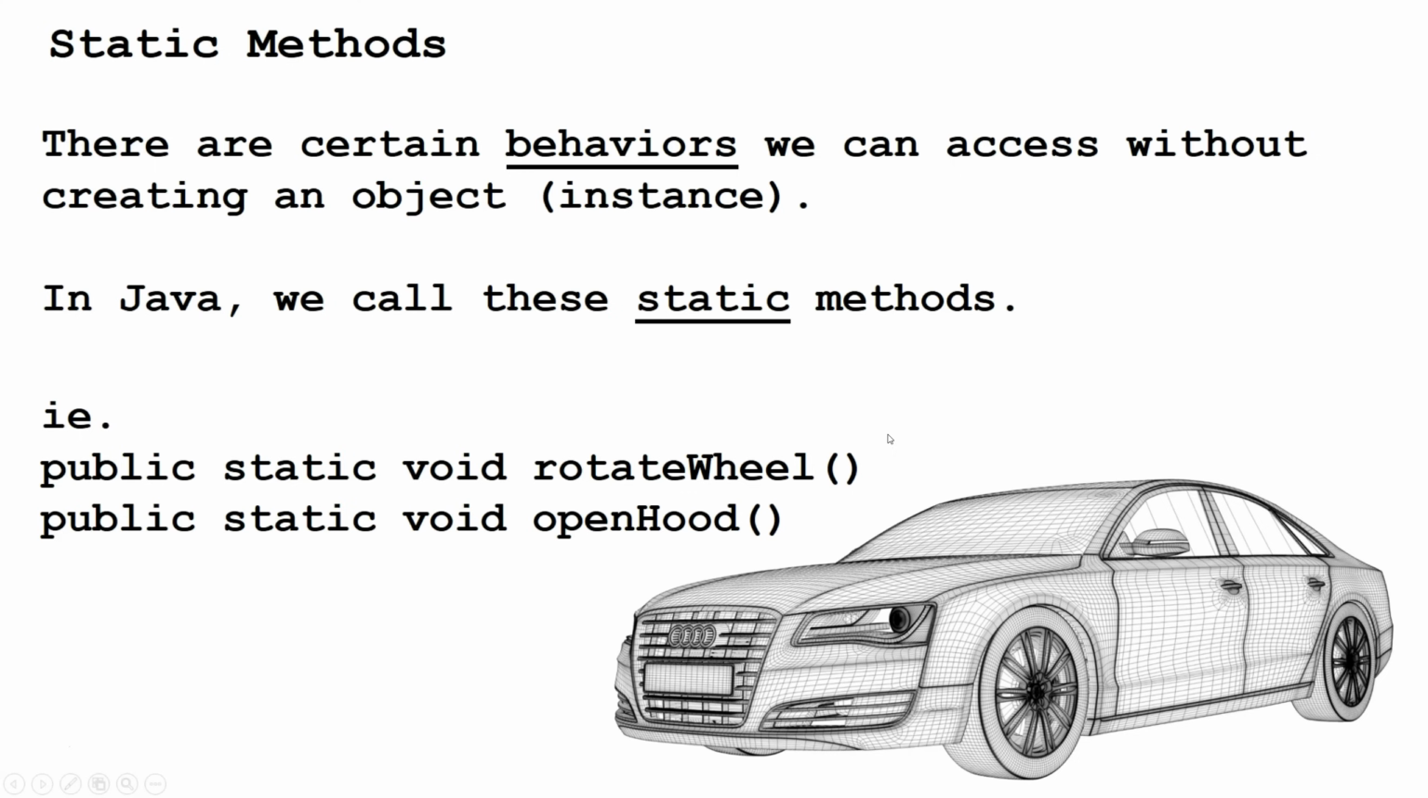Now, there are certain behaviors in Java that we can access without creating the object. We can do it simply from the class. And these are static methods in Java. And we know they're static methods because they have the word static there. For example, we can rotate the wheel in this blueprint. We can open the hood in this blueprint. That's why these are static methods. We don't need to create the actual car to use them, though we could use them on an actual car.